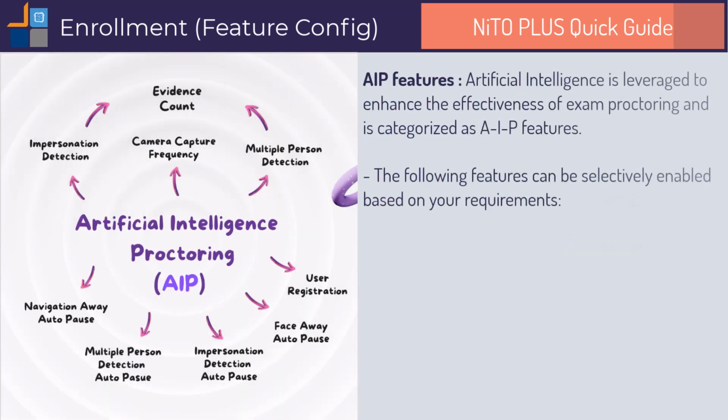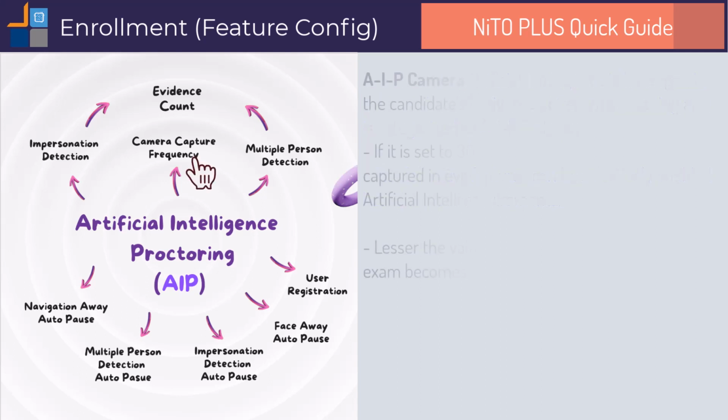Artificial intelligence is leveraged to enhance the effectiveness of exam proctoring and is categorized as AIP features. The following features can be selectively enabled based on your specific requirements.